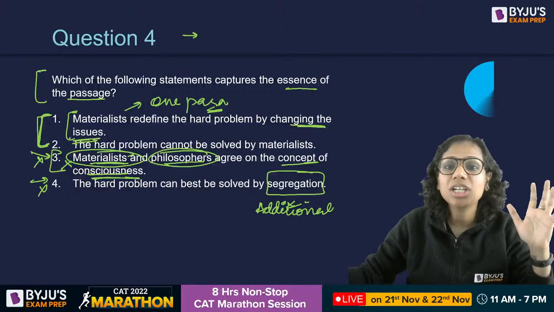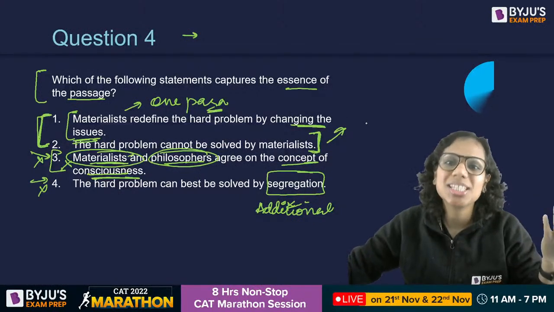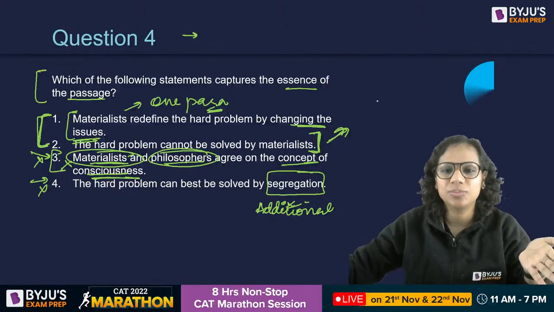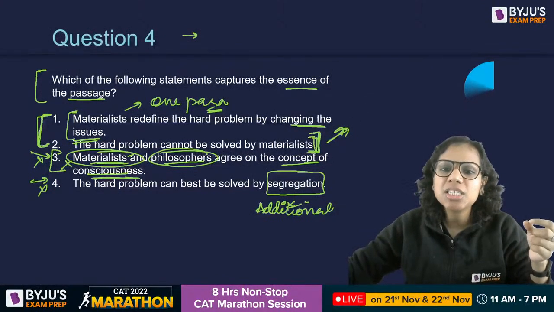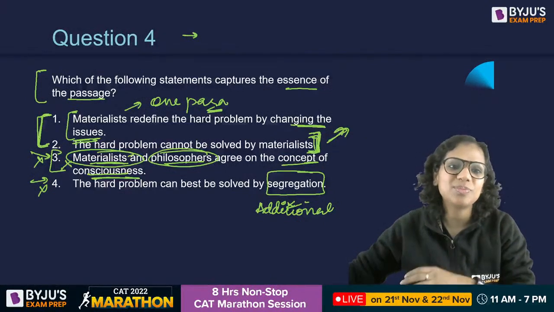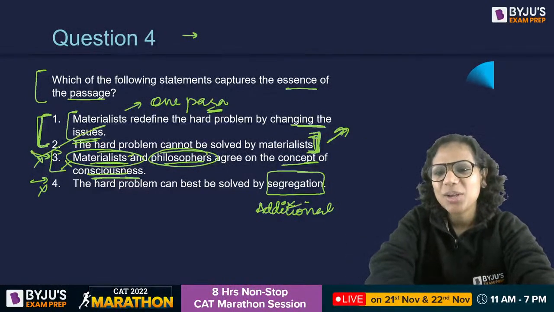But what is the ultimate point, what is the author's ultimate view, they will not be able to explain that. The author thinks that the hard problem cannot be solved by materialists because they will try to solve it in purely physical terms. 2 is the answer here. Okay. So I hope this is clear to you now.